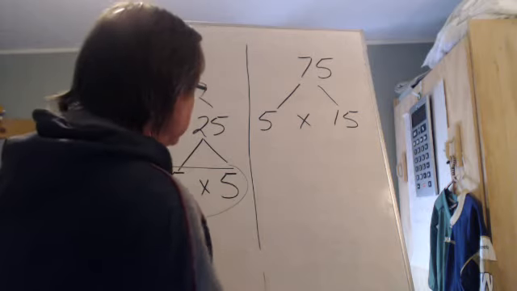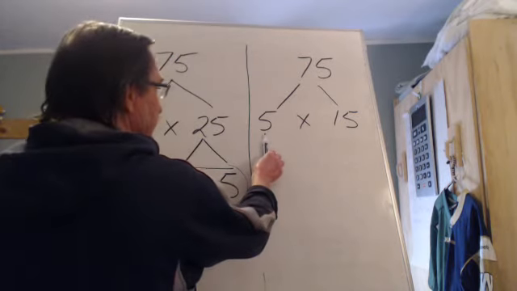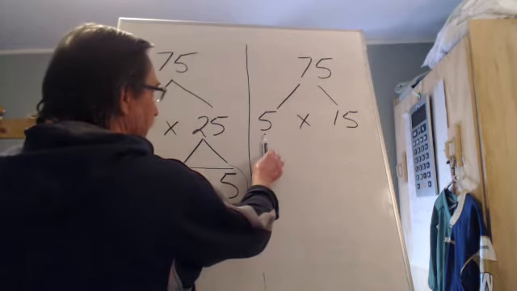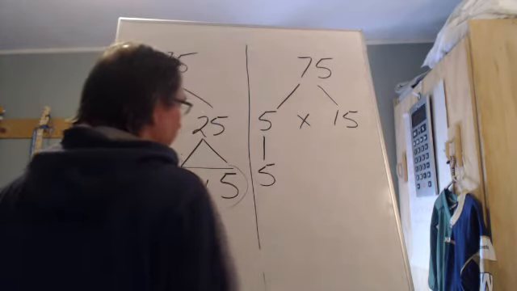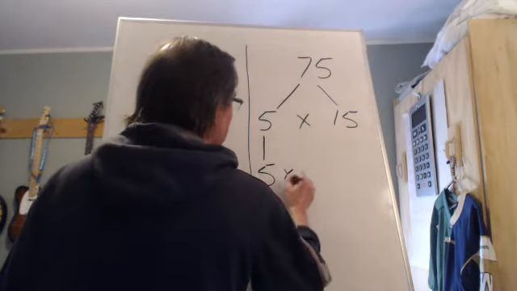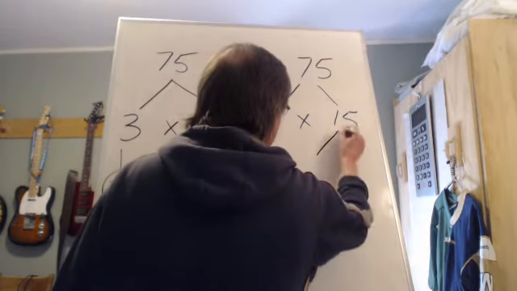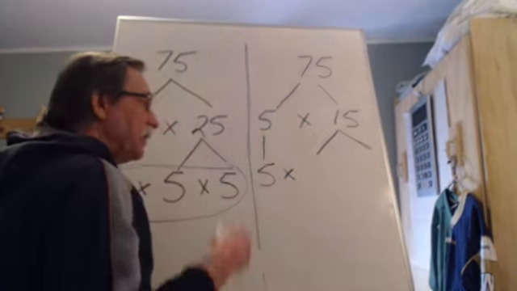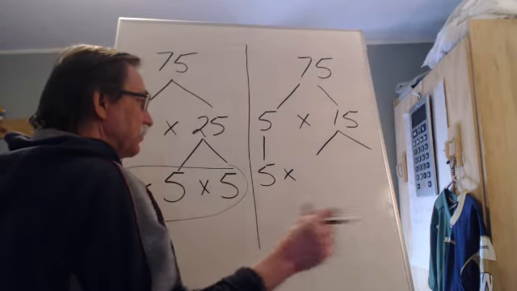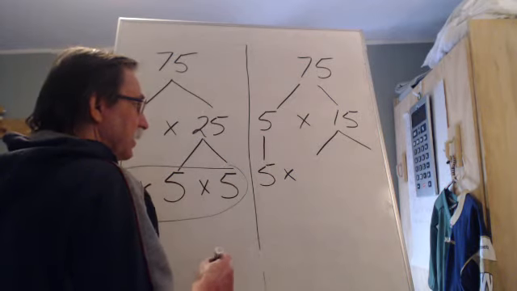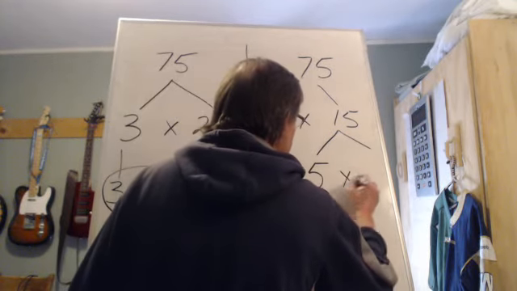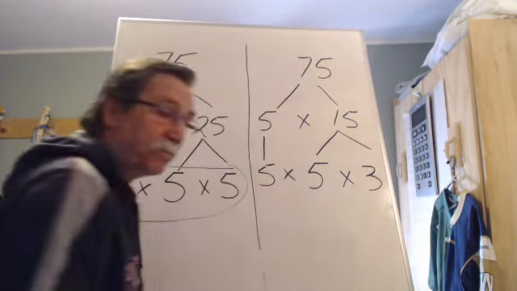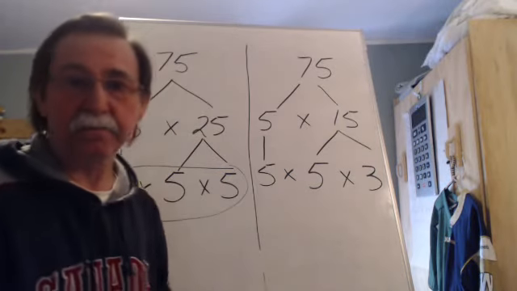And let's see. 5 is a prime number. There's nothing more we can do with that. So I'll just bring it down. Okay, what do we have for 15? 15 is equal to 5 times 3. Now you could have said 3 times 5. It doesn't matter.